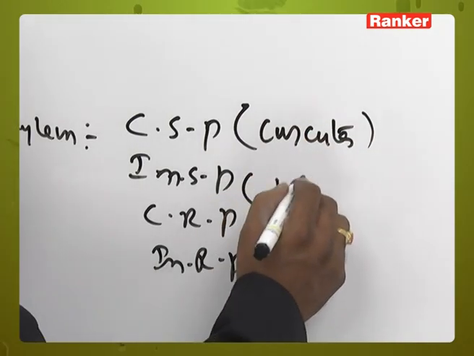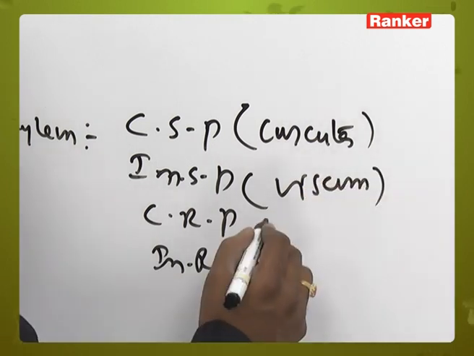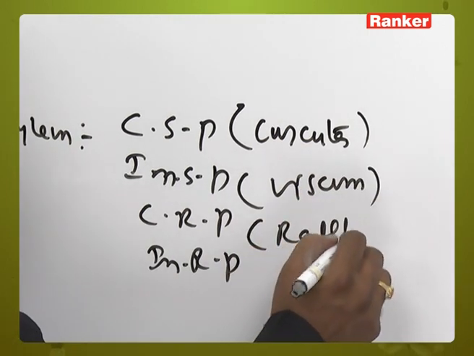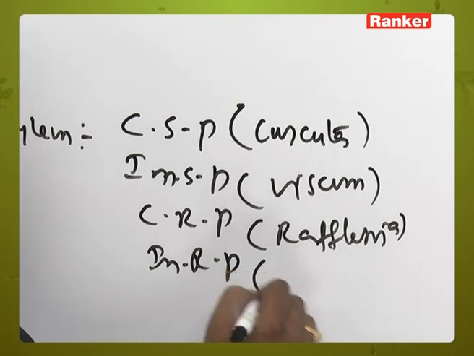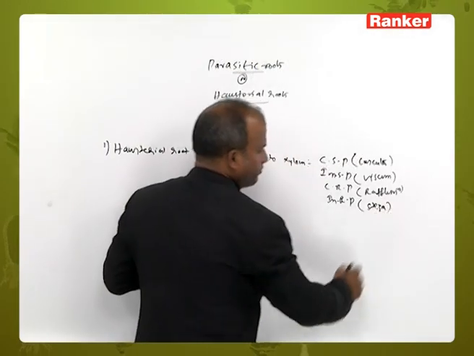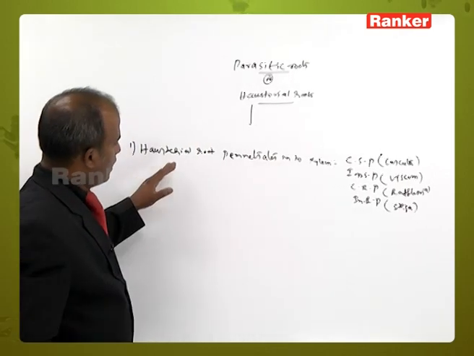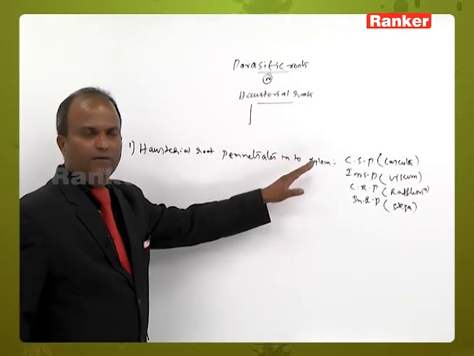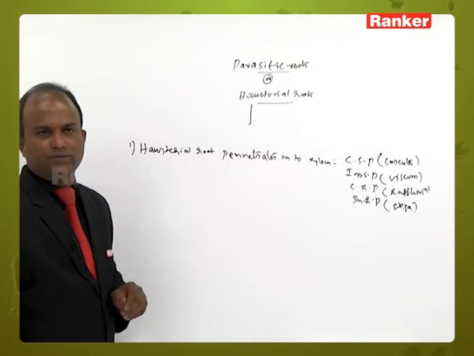Incomplete stem parasite is Viscum. Complete root parasite is Rafflesia. And incomplete root parasite is Striga. So, haustorial roots penetrate into xylem in all these four examples.